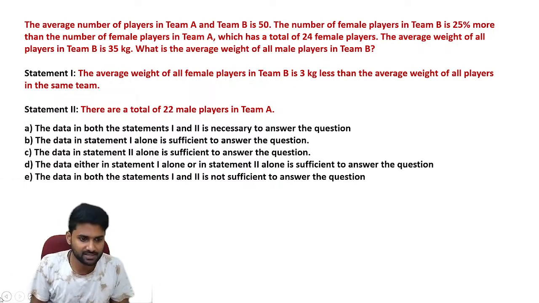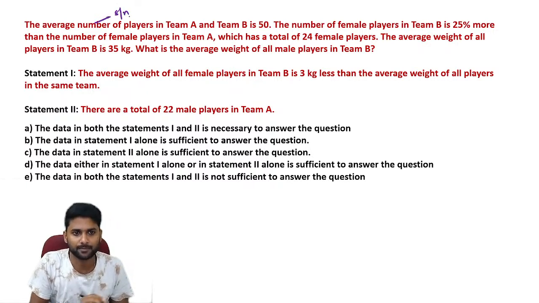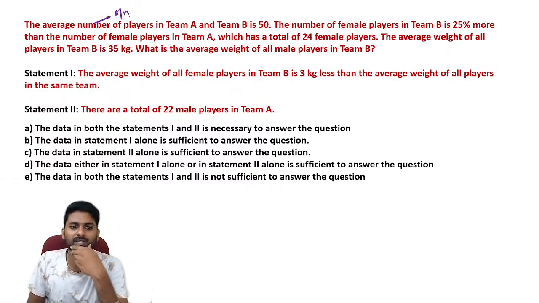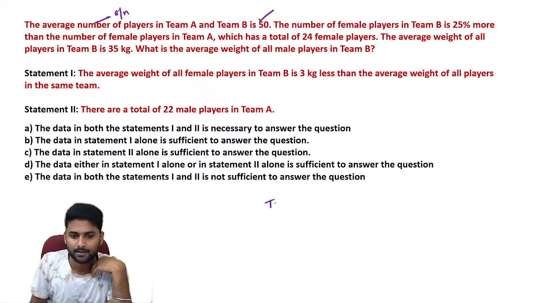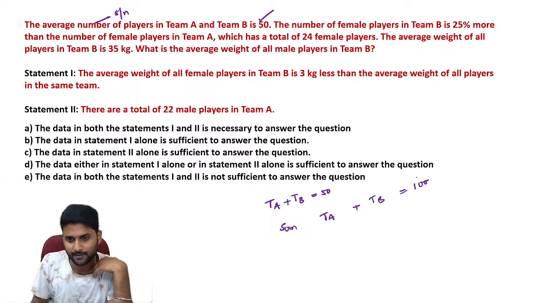See the average number of players. You know that average is all about sum by number. The average number of players in team A and team B is 50. Team A, team B, average is 50. What about the sum? The total number of people in both the teams is 100.